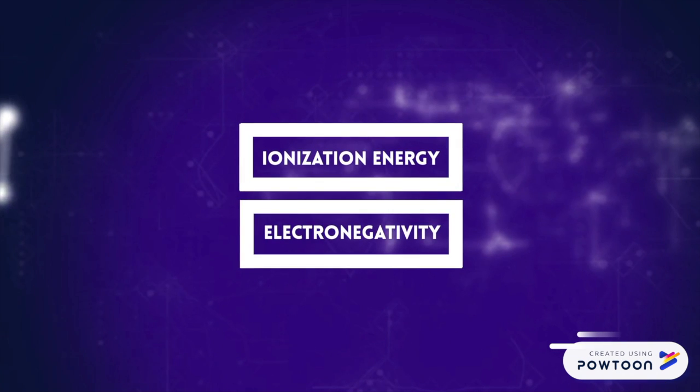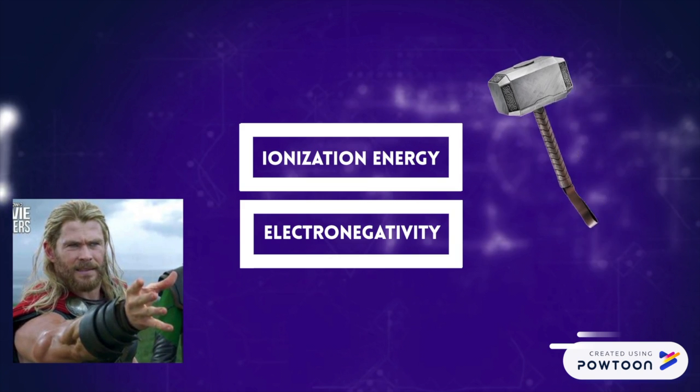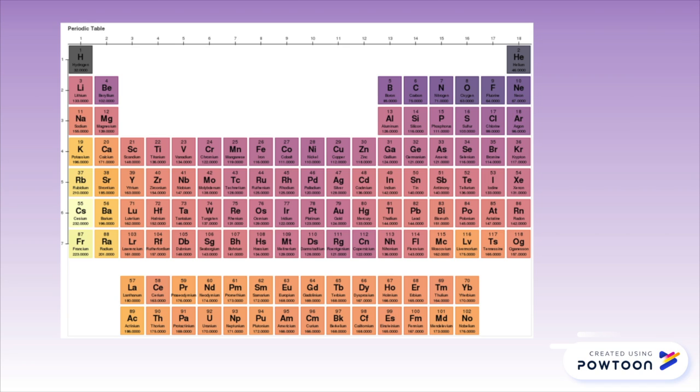Ionization energy and electronegativity are opposites. Ionization energy is the energy required to remove an electron from the outermost orbital of an atom, whereas electronegativity describes the atom's ability to attract an electron, almost like Thor's hammer is attracted to Thor. Both ionization energy and electronegativity increase as you go up and across the periodic table left to right.